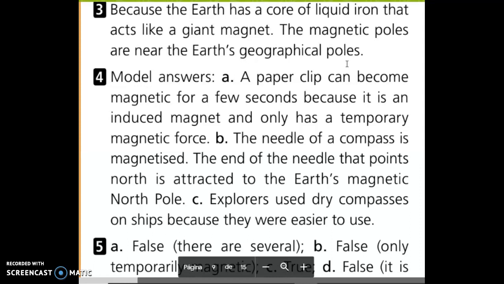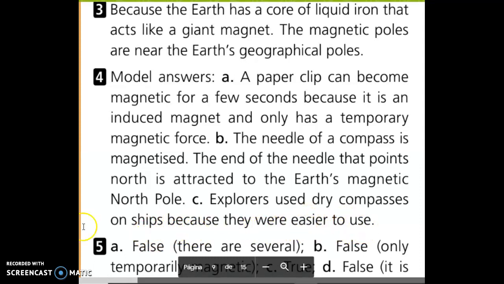Some answers for exercise number 4 that could be good are these ones. A, a paper clip can become magnetic for a few seconds because it is an induced magnet and only has a temporary magnetic force. B, the needle of a compass is magnetized. The end of the needle that points north is attracted to the Earth's magnetic North Pole. And C, letter C, explorers used dry compasses on ships because they were easier to use.